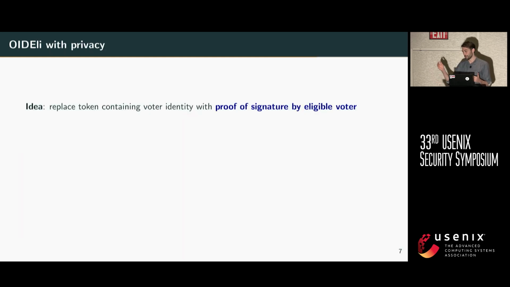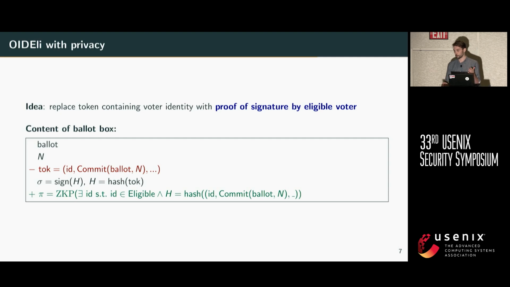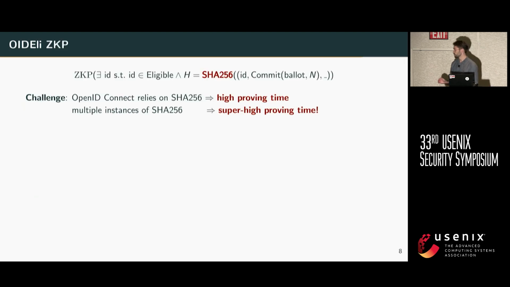To fix this, finally, we use zk-SNARK. We replace the token with a proof of a valid signature. If we look at the content of the ballot box, after a ballot has been cast, we're going to remove the token and instead replace it with a zero-knowledge proof that the prover, in our case the voting server, knows an ID such that the signature is valid. And this statement is polynomial, so in theory, it's feasible to make a zero-knowledge proof out of it.